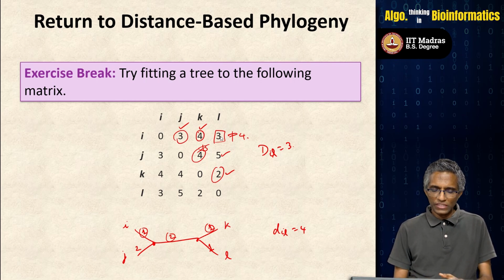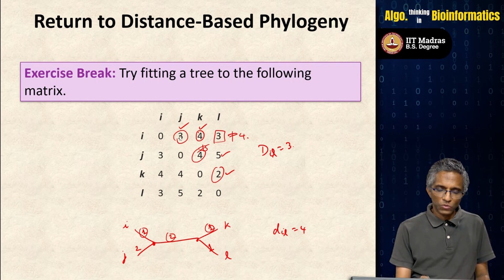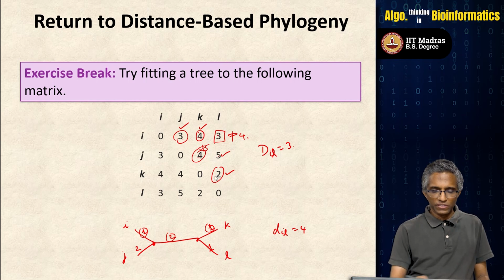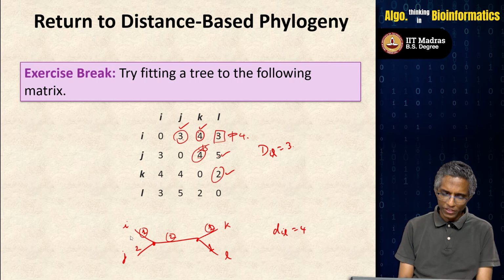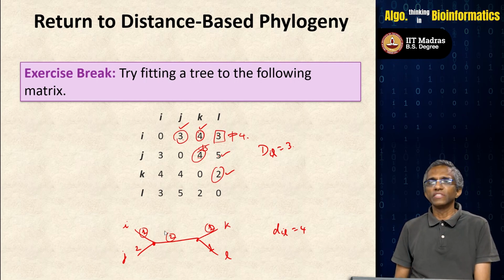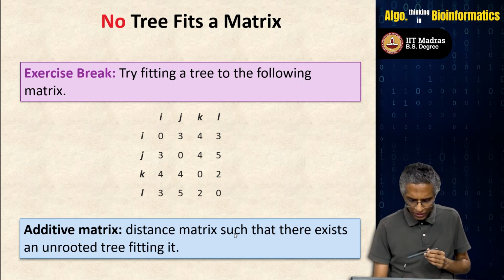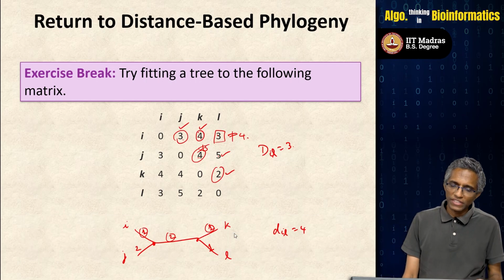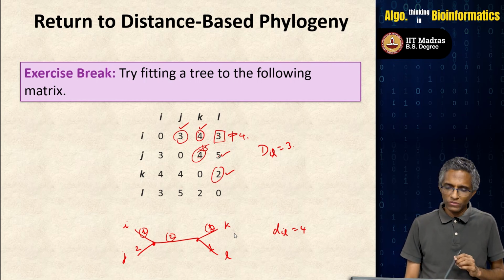We can try fudging things around. This is just one example tree, maybe there is some other tree which will match all the entries. So, we have to match 1, 2, 3, 4, 5, 6 entries. This is a symmetric matrix and this particular tree only matches 4 out of the 6 entries. So, we will come back to this matrix later on, whether there are some other trees that will fit this matrix. We will leave it as a mystery for now.